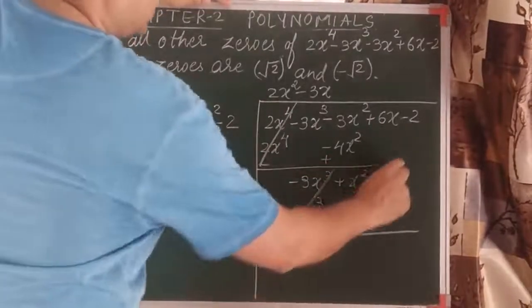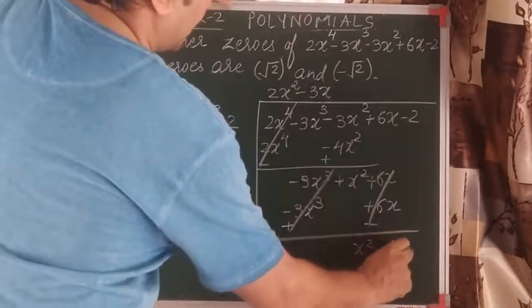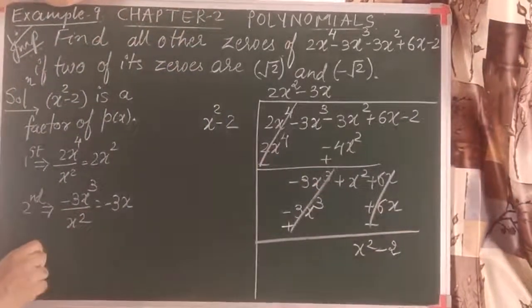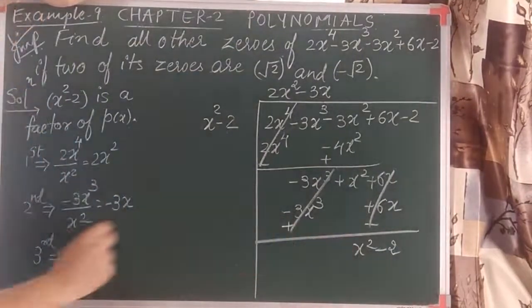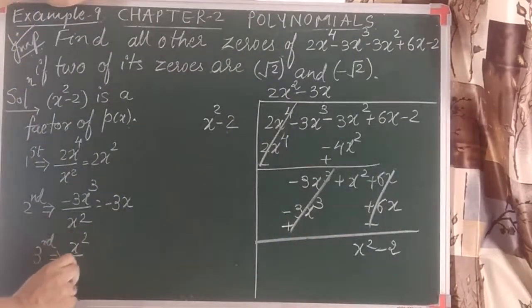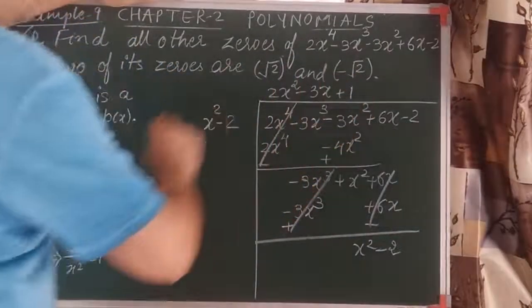It's cancelled. This one is also cancelled. X square is carried and the last minus 2 is carried. To obtain the third term of the quotient, the first term of the dividend, that is x square, should divide with x square. So we'll obtain 1. So plus 1 is the last quotient.